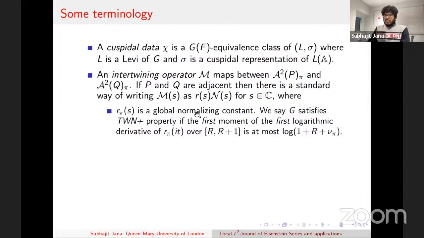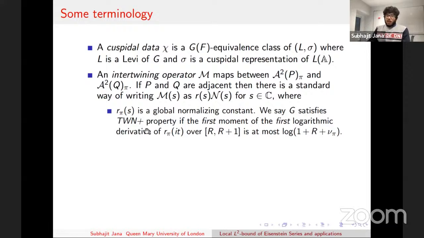We say a group has the TWN+ property if the logarithmic derivative of this normalizing factor, when we consider the moment of that in an interval from R to R plus 1 in t, grows at most like log of 1 plus R plus the norm of nu and pi. So this TWN+ property was coined by Finis, Lapid, and Müller in one of their papers.